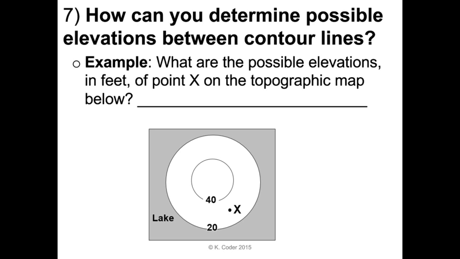Now the value can't be 20 and the value can't be 40. Okay, it could be one value higher than 20 and one value lower than 40. So what we see for a range would be any value from 21 to 39 feet. Okay, 21 because it's not on the 20 line, and 39 because it's not quite 40. So any value between 21 and 39 feet.